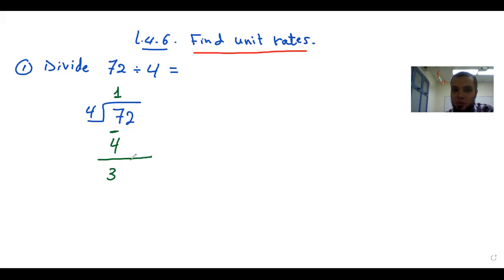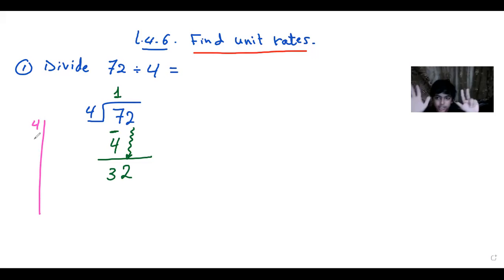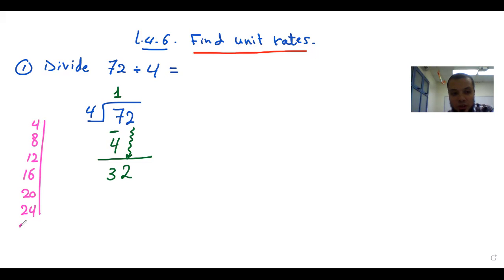Good job. What should I do? We bring down the 2. Right now you have 32. Now let's divide. 4, 8, 12, 16, 20, 24, 28, 32. It's the same number, teacher, as you see. So we're going to take 32.